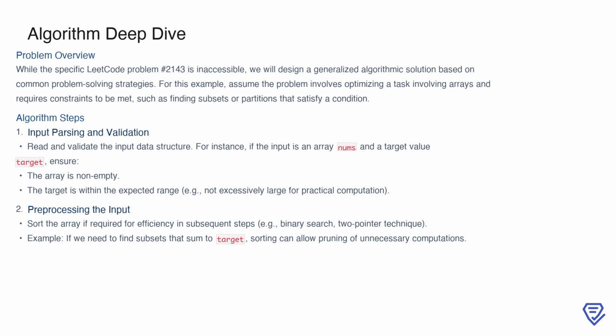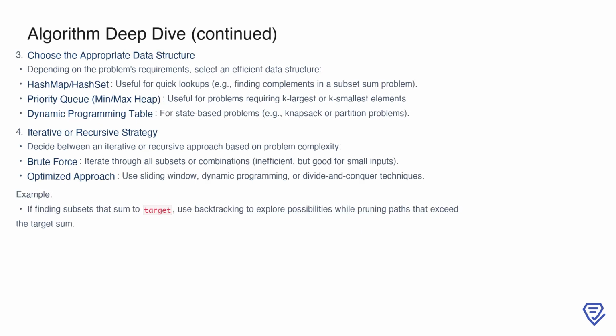Sorting the array is often a useful step, especially if the problem involves methods like binary search or two-pointer techniques. For example, when finding subsets that sum to a target, sorting can help prune unnecessary calculations early, making the algorithm more efficient. The next step is to carefully choose the appropriate data structure for the task.